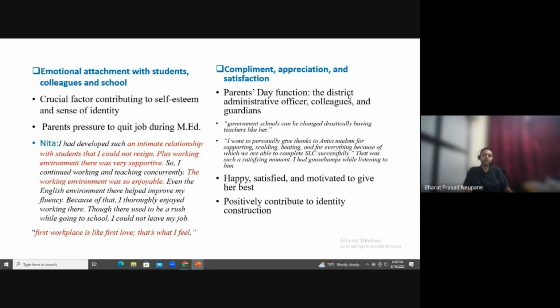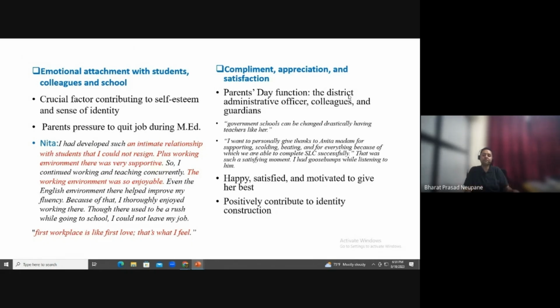One of the administrative officers from the district education office shared that government schools can be changed drastically having teachers like her. And one of the students in front of everyone confessed, "I want to personally give thanks to Anita madam for supporting, scolding, beating, and for everything, because of which we are able to complete SLC successfully." That was such a satisfying moment. I had goosebumps while listening to him.